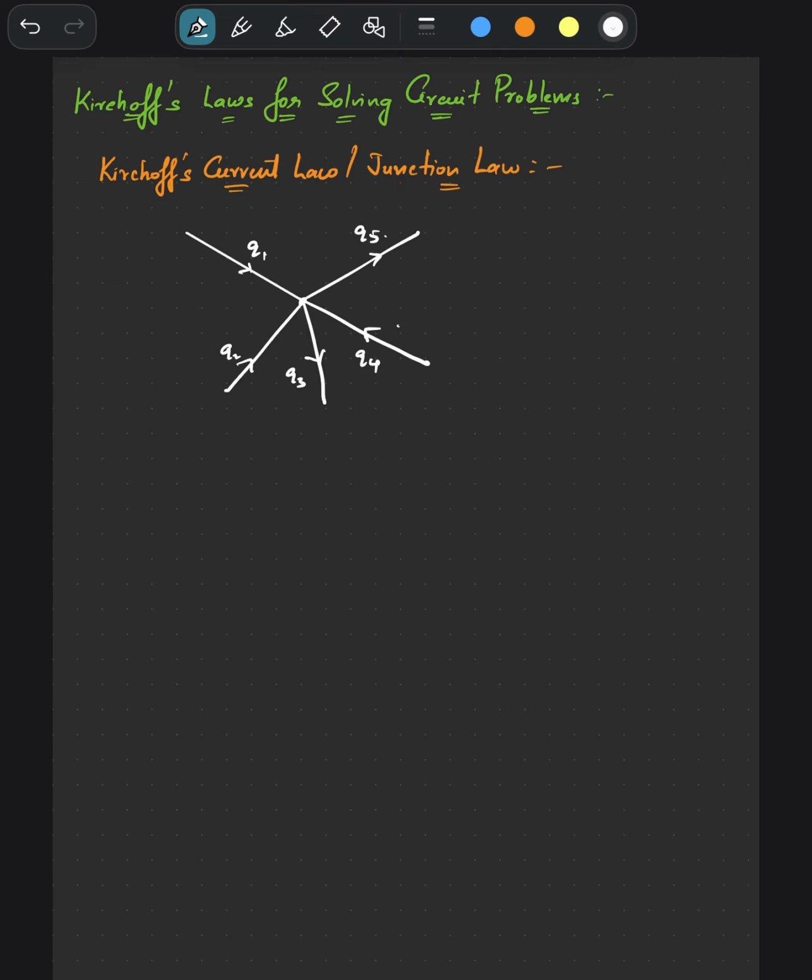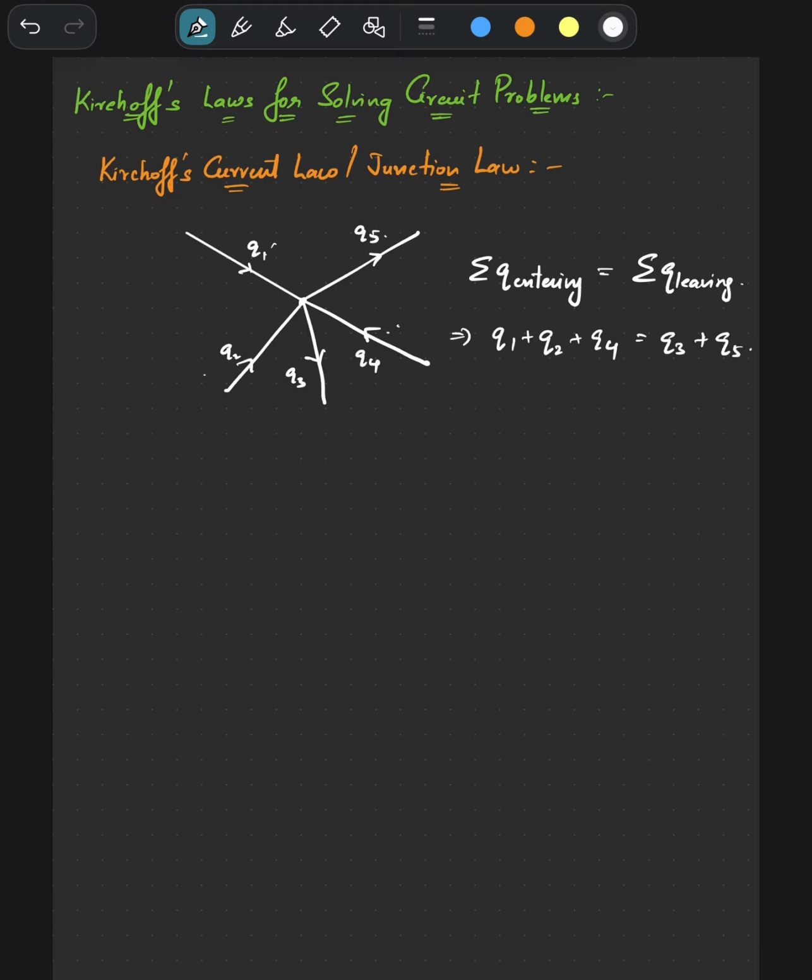Right, so according to Kirchhoff's current law or junction law, sum of charge entering a junction should be equal to sum of charge leaving a junction. Right, so in this context, it means Q1 plus Q2 plus Q4, these are the charges which are entering the junction, and that should be equal to Q3 plus Q5.